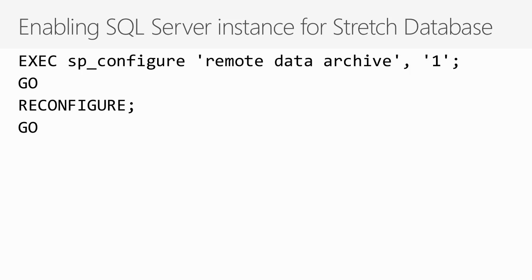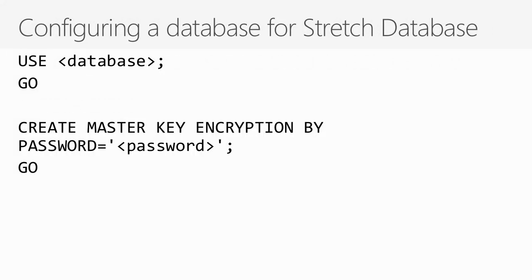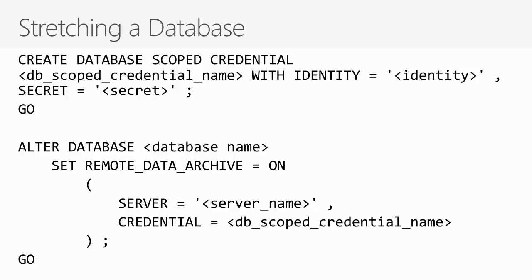So here, you first need to enable the instance. By enabling the instance, you can then go through and do the databases, and that's just setting an sp_configure option for remote data archive. To configure a database, you would create the master encryption key, and then go ahead and do the database scoped credential, and you can see in the alter database statement, you're setting remote data archive to on, and you're giving it the server as well as the credential that you created previously.